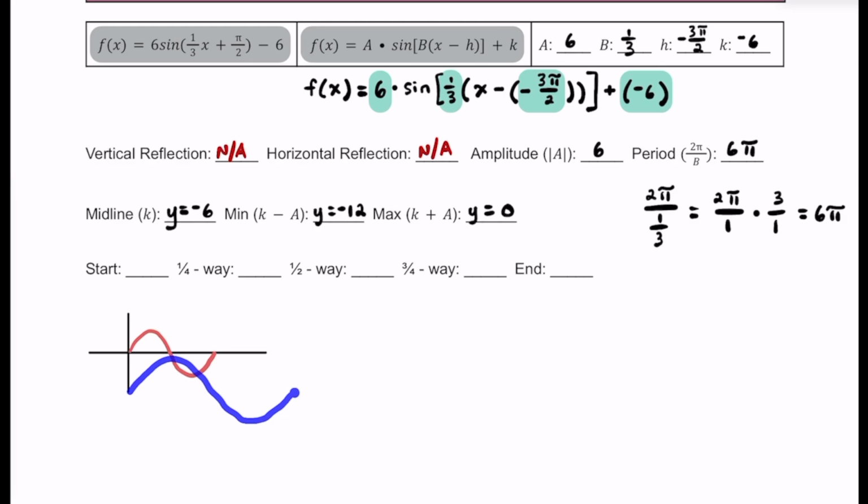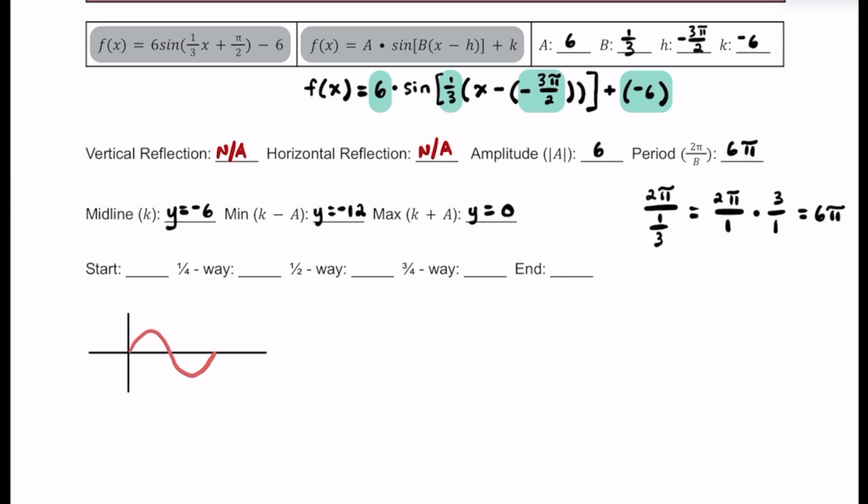And the other thing to notice here is that we're going to make sure that we're shifting this whole thing, this 3 pi over 2 units, to the left here. So maybe it looks something like this. So that's the story we're going to tell here. So let's go ahead and put all these pieces together.